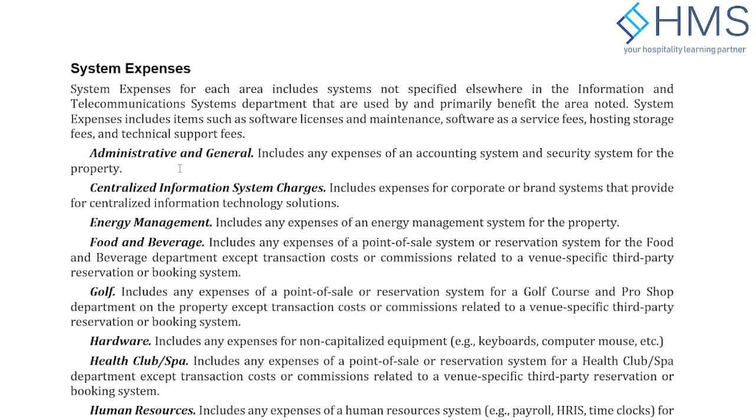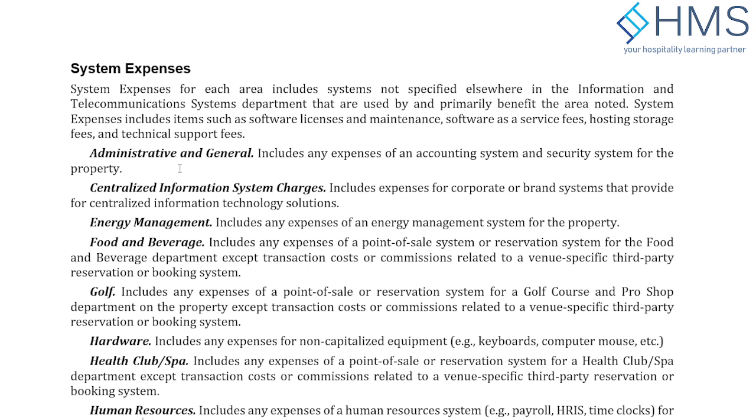and maintenance charges will be recorded in these system expenses, categorized by the department that is using those services. For example, administrative and general is mainly responsible for accounting and security. Centralized information system charges are the corporate or brand systems that provide central information technology solutions. For example, the firewalls. It can be centralized licenses, which are charged to the corporate offices, absorbed by the corporate office, but charged to the hotels.